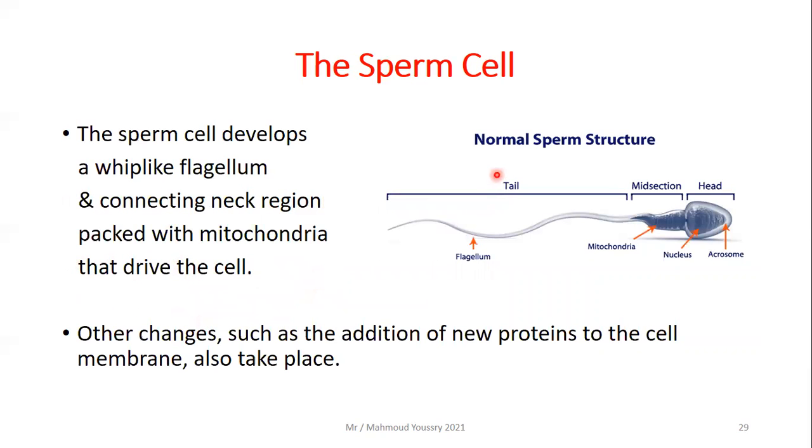As you can see, this is the structure of the sperm. A head, then the middle piece, or the neck, and the flagellum or tail. The sperm cell develops a whip-like flagellum and the connecting neck region packed with mitochondria that drive the cell. The mitochondria here are very important because they are like the power plant of the cell. This is what gives the sperm the energy needed to move. Other changes, such as the addition of new proteins to the cell membrane, also take place.